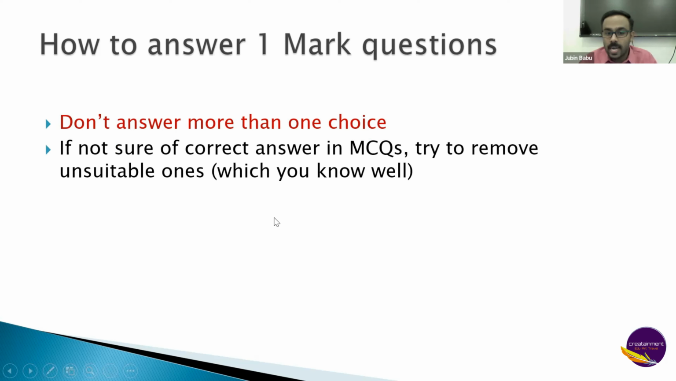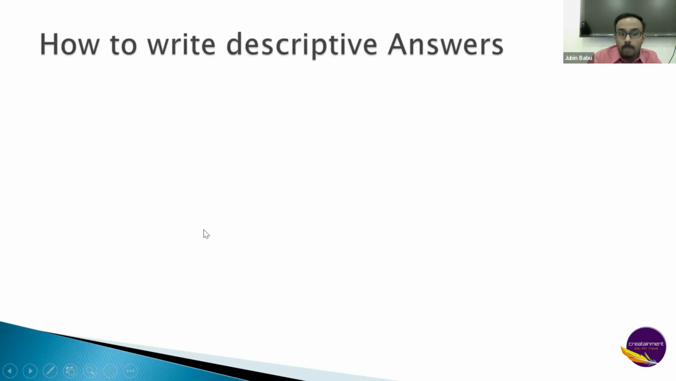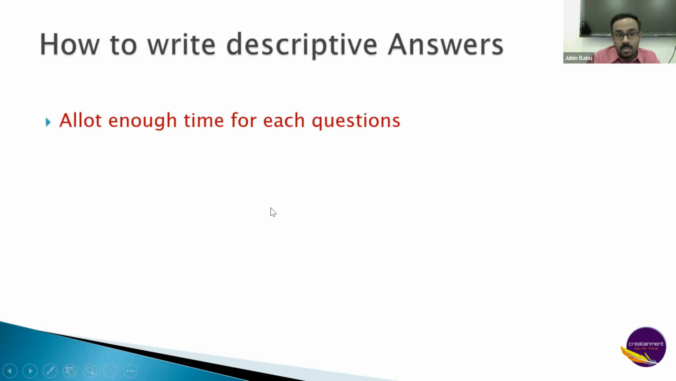If not sure of the correct answer in MCQ, try to remove the unsuitable ones. How to write descriptive answers: allot enough time for each question. Give subheadings. This is a very good learning behavior and exam pattern. Arrangement of your answer sheet is very important.